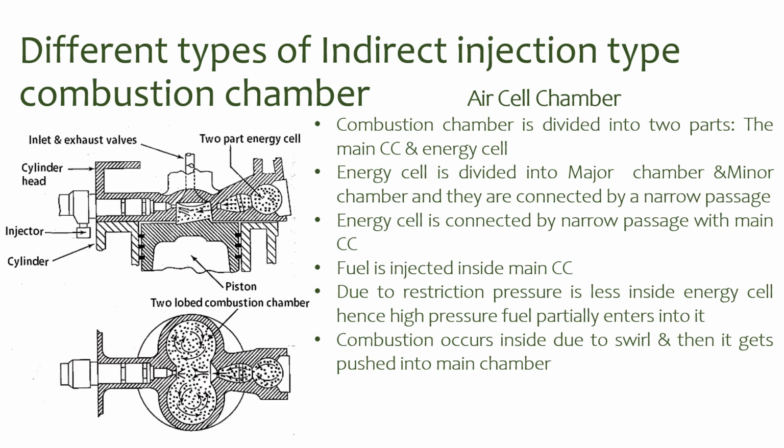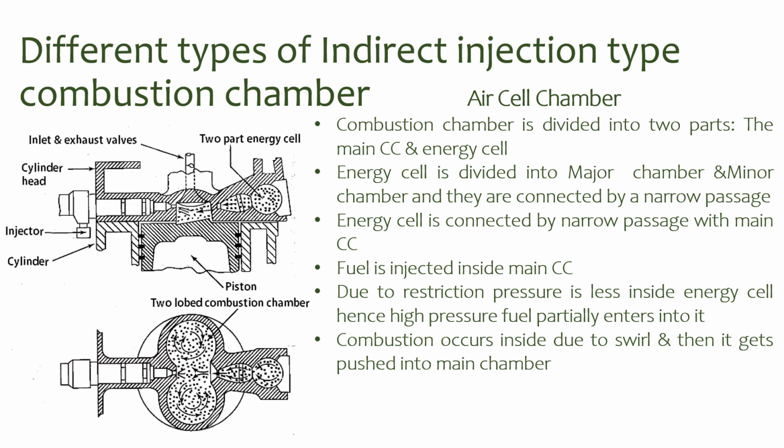The last type is called air cell chamber, in which the combustion chamber is divided into two parts, the main combustion chamber and the energy cell. The energy cell is divided into major chamber and minor chamber, and they are connected by a narrow passage. The energy cell is connected by a narrow passage with the main combustion chamber also.